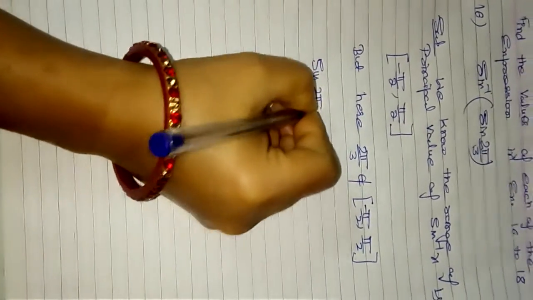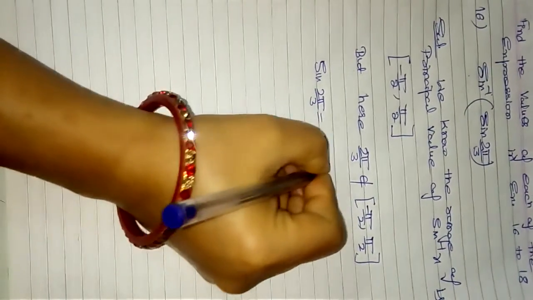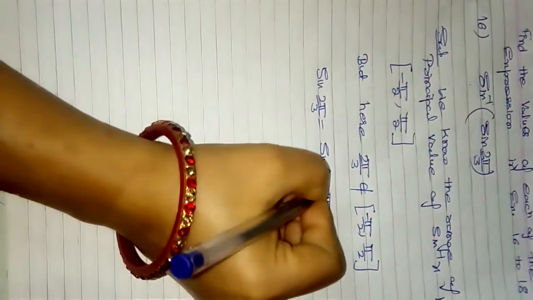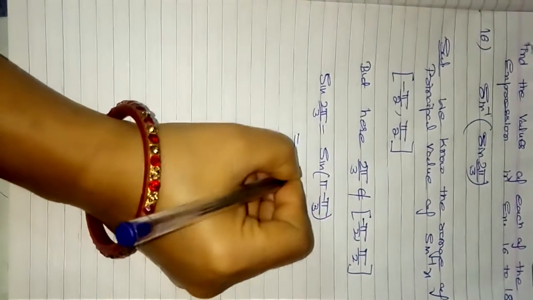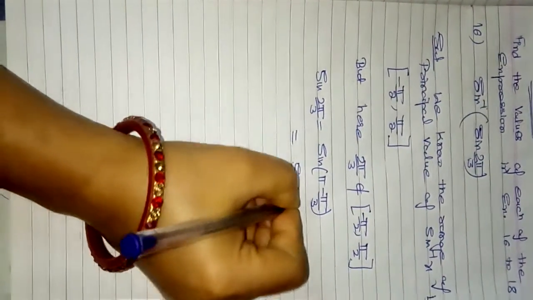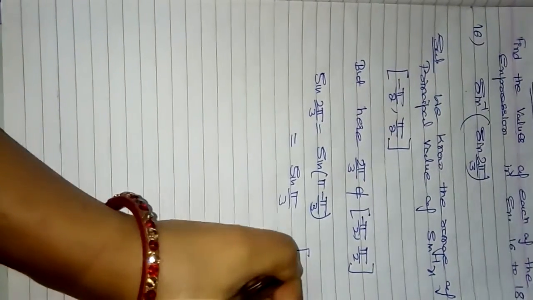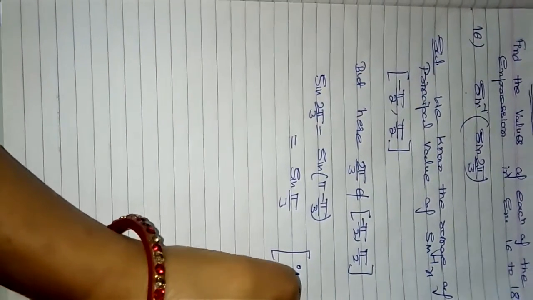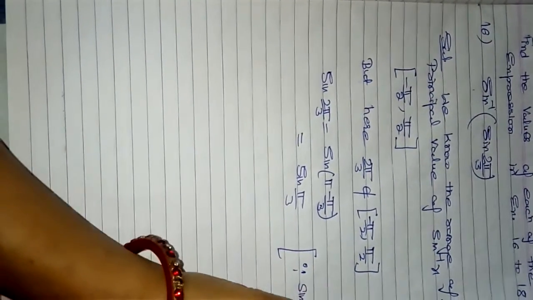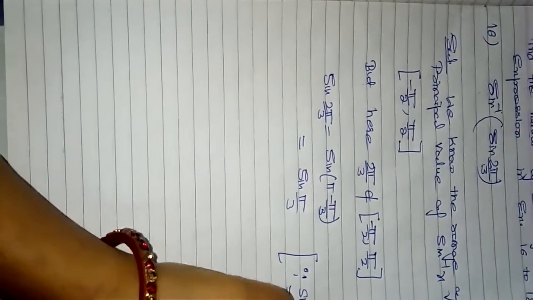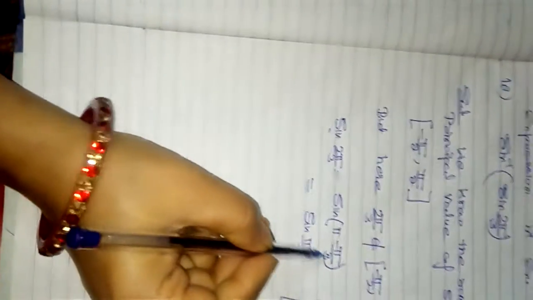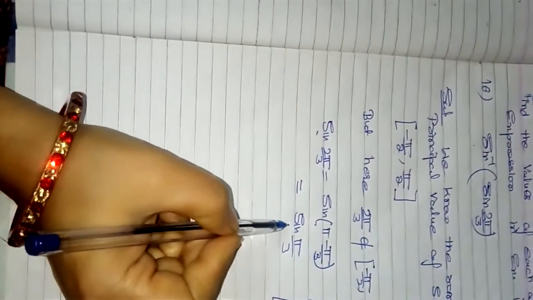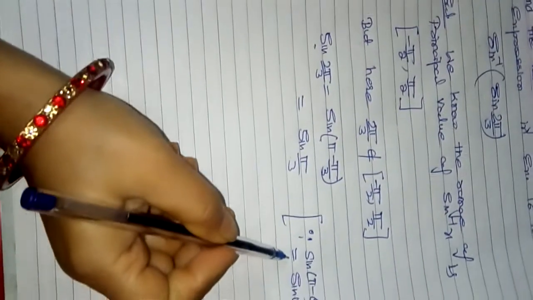We can write this as sine of pi minus pi by 3. Therefore it will come sine pi by 3, because sine of pi minus theta is equal to sine theta. Therefore sine 2 pi by 3 equals sine of pi minus pi by 3, and that is equal to sine pi by 3 according to this condition.